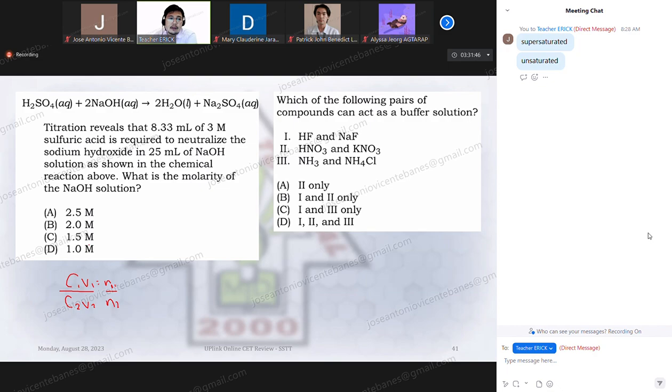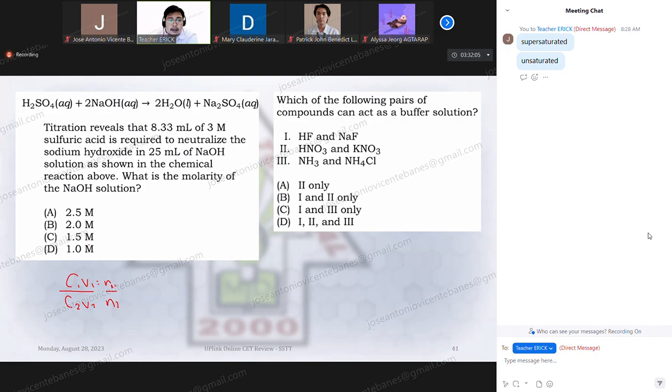Now, given the formula, titration reveals that 8.33 ml of 3 molarity sulfuric acid is required to neutralize the sodium hydroxide in 25 ml of sodium hydroxide solution, as shown in the chemical reaction above. What is the molarity of the sodium hydroxide solution?